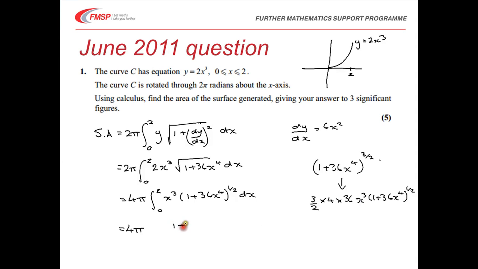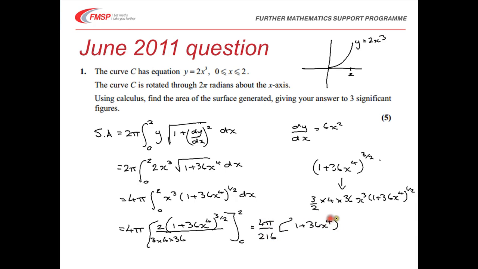So we just need to make sure we're compensating for all of these values here when we get our antiderivative. So it's going to be 1 plus 36 x to the 4 to the power of 3 over 2, and we need to multiply that by 2 and divide by 3 times 4 times 36 to get that right, and then we'll evaluate this between 0 and 2. So we can pull out this factor here, which will give us 4 pi divided by 216 in front, and then we've got to have 1 plus 36 x to the 4 to the power of 3 over 2, all evaluated between 0 and 2. So we're into some calculator work at that point. If you do that, you will get a value of 806 to 3 significant figures.